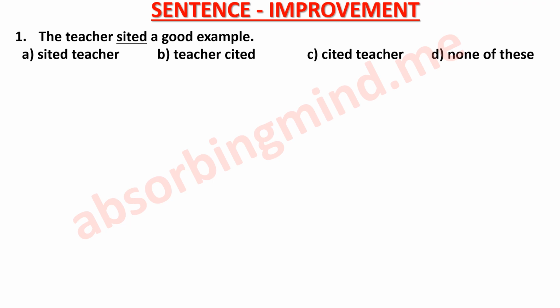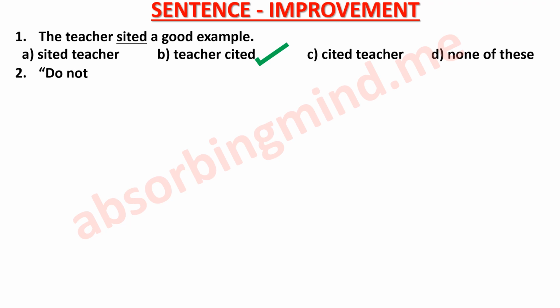The teacher cited a good example. Now, cited with S is made from cite, which can be a construction site. But here the teacher is giving an example. So it has to be C, C-I-T-E-D. And that is coming in option B. The teacher cited a good example. So instead of S-I-T-E-D, we have to use C-I-T-E-D. This is going to correct the sentence.